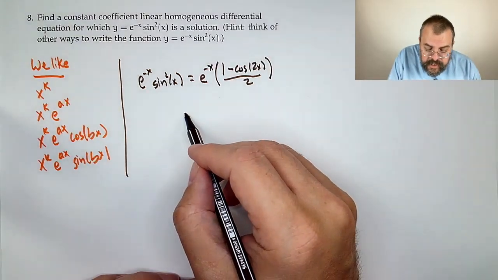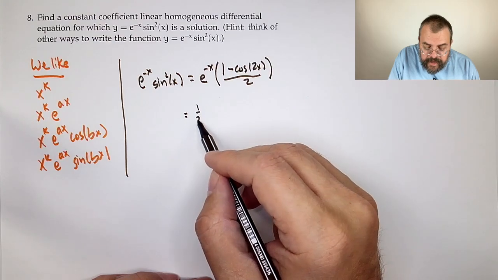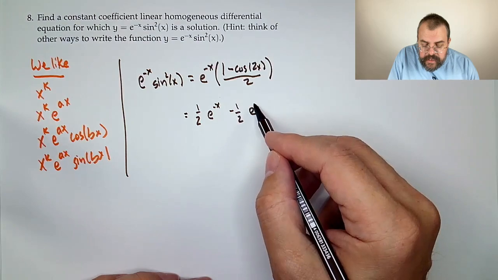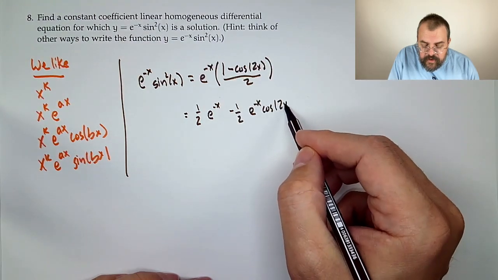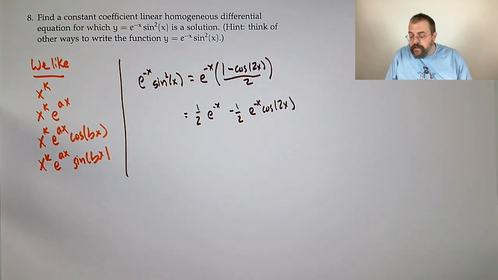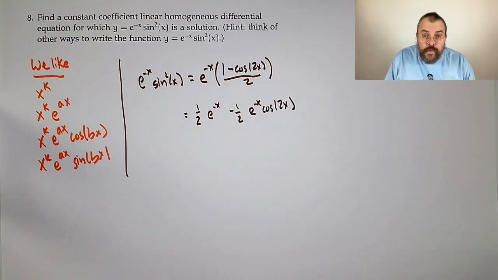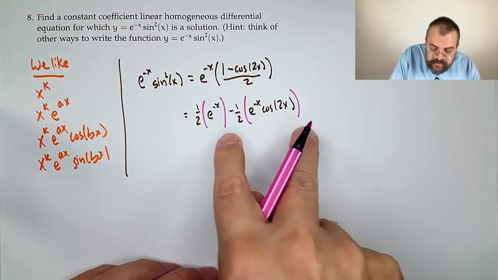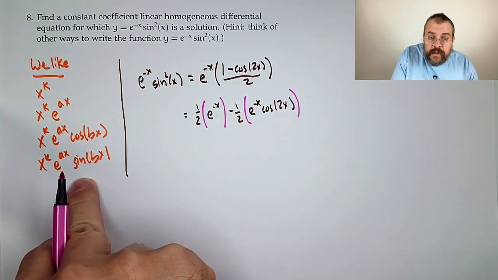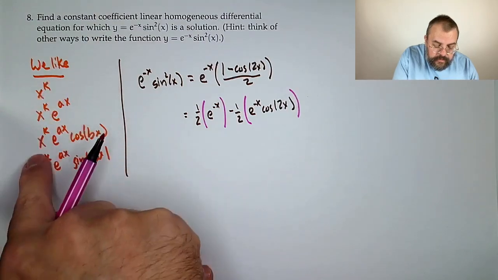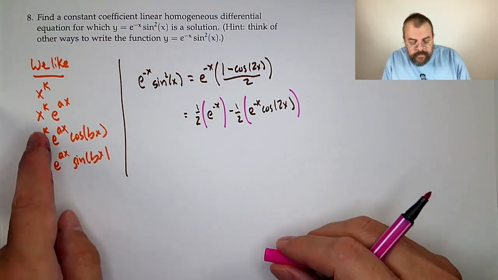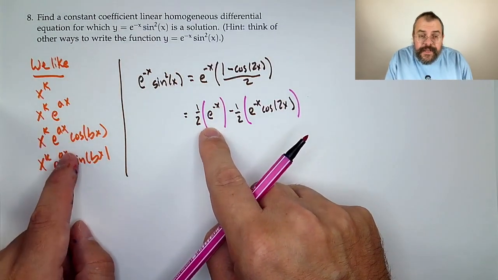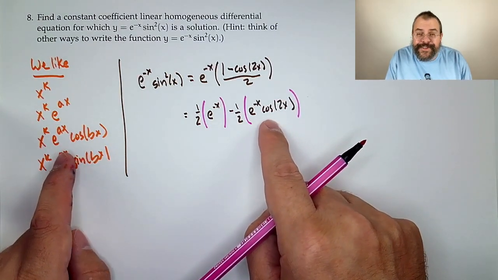So that says, hey, I can rewrite this as 1/2 e to the minus x minus 1/2 e to the minus x cosine 2x. And now we say, ooh. Now we don't have to actually make the ooh sound, but we say, look, these things here are on our list of things we like. Because when I write x to the k, it could just be x to the 0, which is 1. Exponential functions look good. Exponential functions times cosine looks good.